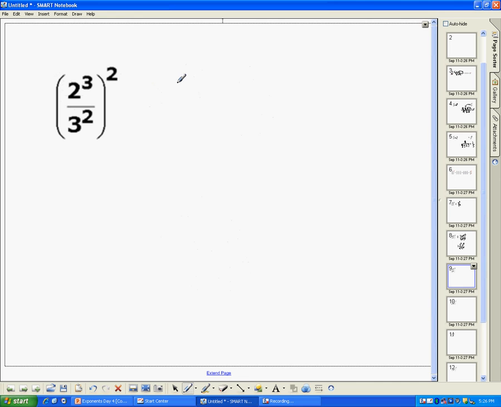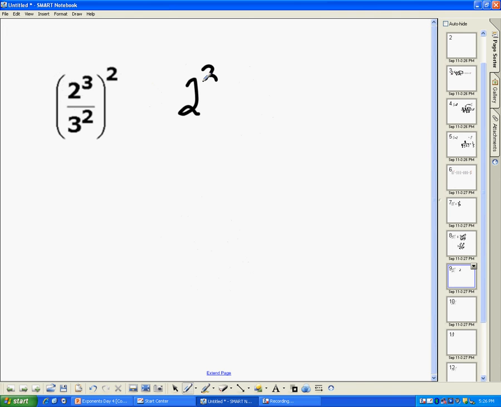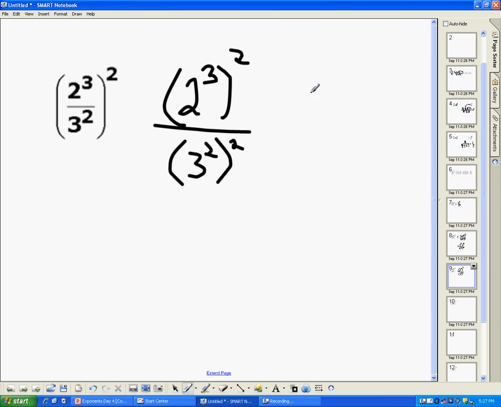All right, this example is 2 cubed, squared, over 3 squared, squared. Excuse me. And so when I simplify this, I remember I can multiply my powers, so this is going to be 2 to the power of 6 over 3 to the power of 4.